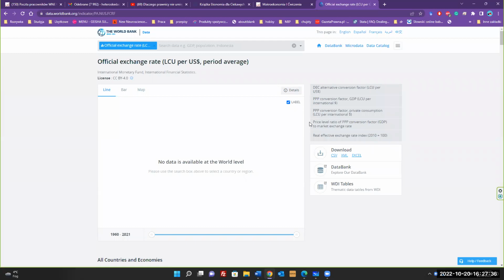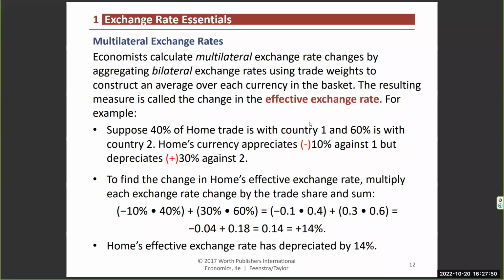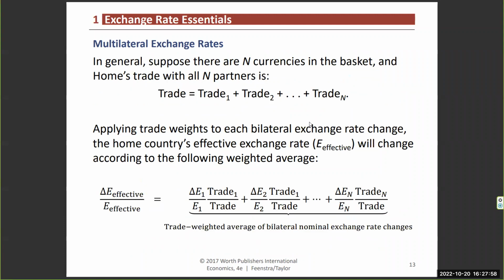Okay, so this is how we can find the data, and there is no very easy explanation of what this LCU means. So if you are a user of the data, I think it is useful information for you. Okay, so this is the effective exchange rate, and this is only a two-country example, very easy. So we can go for the general idea here.